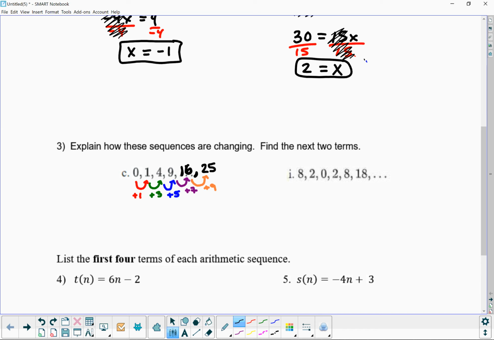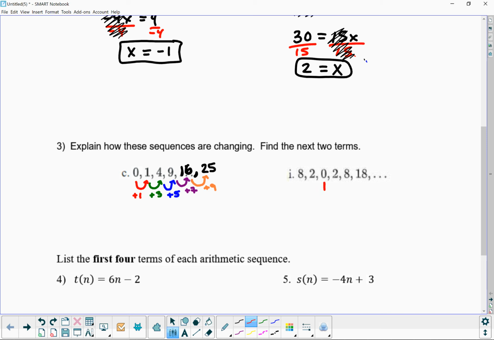So how is the sequence changing? They're adding by a multiple of 2 more than the previous, right? And then the next two terms are 16 and 25. All right, so this one is going to be, let's see. I'm not sure about this, but let's do some work, right? Let's do some investigative work.